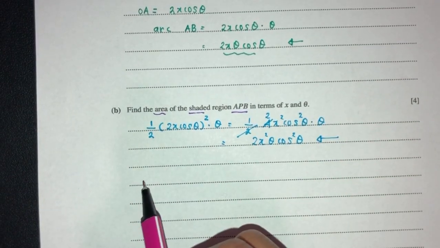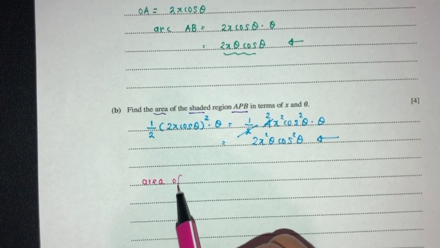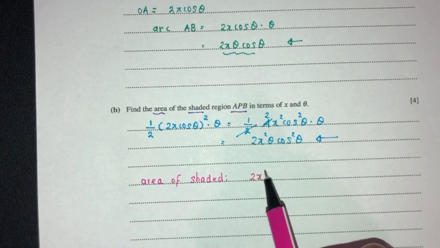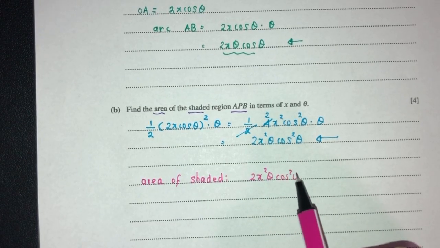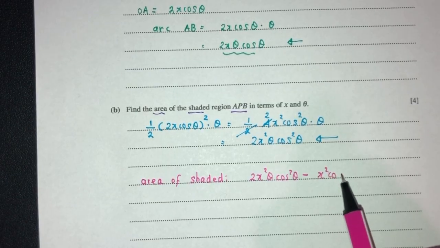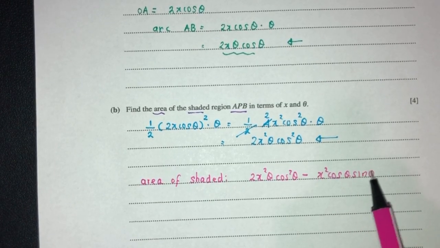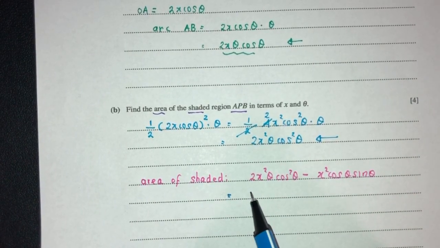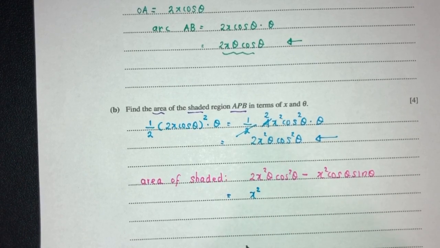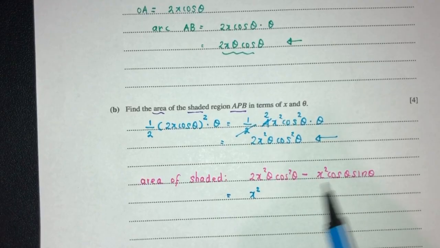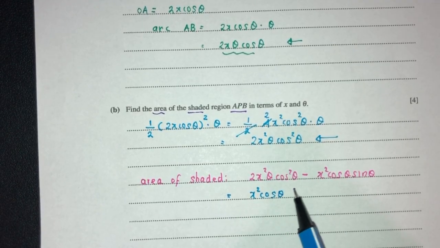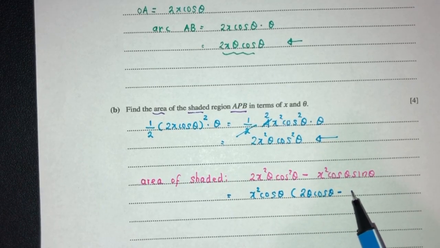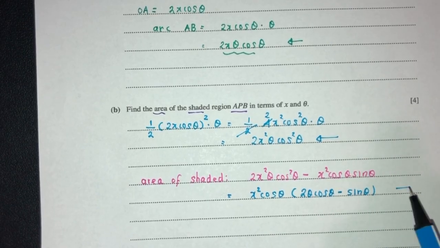So finally, the area of the shaded region has to be the whole thing, which is 2x squared theta cos squared theta minus the area of the triangle. That will be what? We can factorize if you want to. Here we have x squared common, and here we have also what? The value of cos theta common. That will become 2 theta cos theta remaining minus the value of sine theta. So this could be your answer for the area.